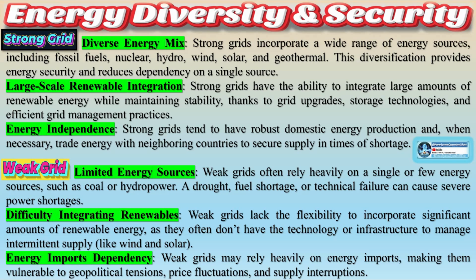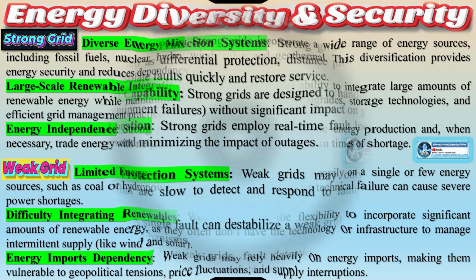Strong grids are designed with climate resilience in mind, with transmission lines, substations, and generation facilities engineered to withstand natural disasters such as hurricanes, floods, earthquakes, and extreme temperatures. After a natural disaster, strong grids have emergency protocols and resources including mobile generators and fast repair teams to restore service quickly. Weak grids are often poorly equipped to handle natural disasters, with aging infrastructure more likely to fail under extreme conditions. Recovery from natural disasters can take weeks or months in weak grids, due to limited resources and inadequate emergency response plans.